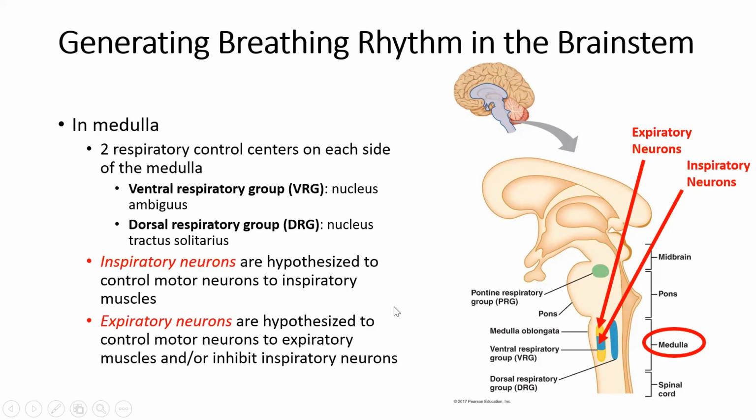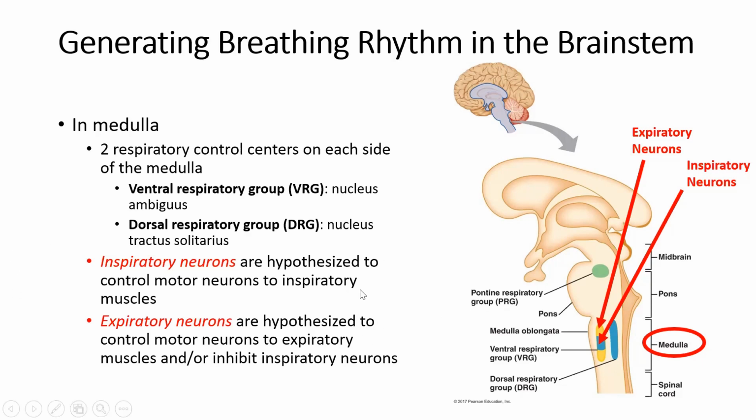Expiratory neurons are thought to control expiratory muscles, but they're also thought to inhibit the inspiratory neurons. That makes sense because we know that expiration can be two things. It can be quiet, where it's just the relaxation of our inspiratory muscles, but it can also be active or forceful, where the internal intercostals, those forced expiratory muscles, are activated.